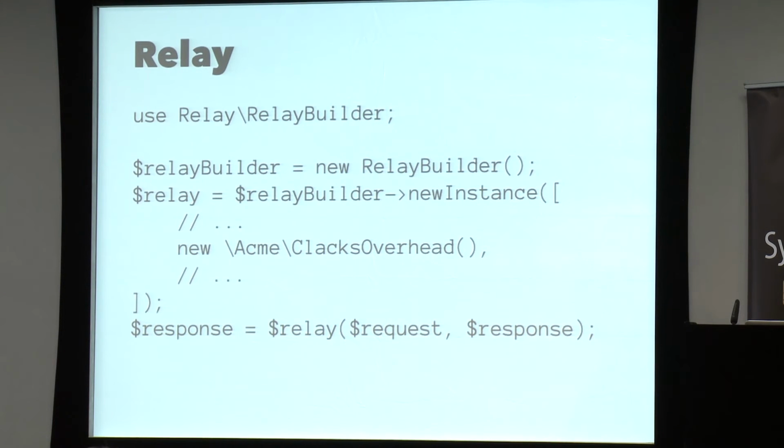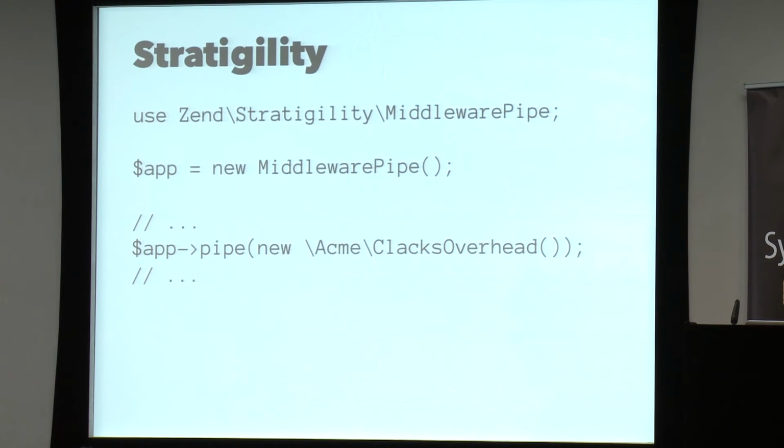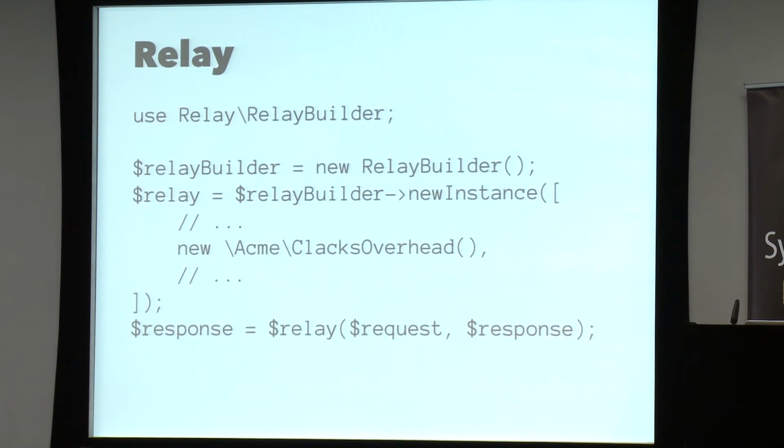If you want to use something like Relay, which is another PSR-7 middleware implementation, it's a similar thing where you pass in a bunch of middleware and you call Relay and it adds everything to the request. So in both cases, it's pretty simple to add this little trivial bit of code to multiple PSR-7 compatible frameworks.